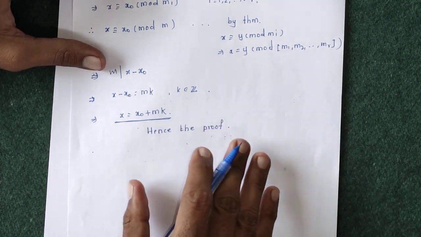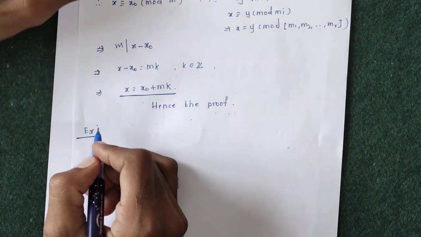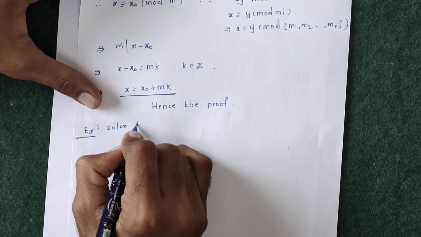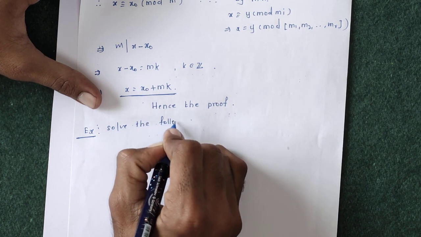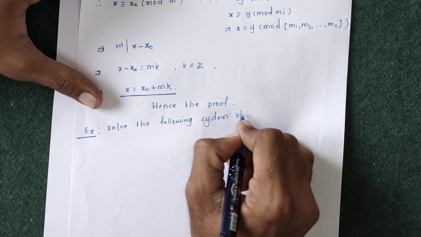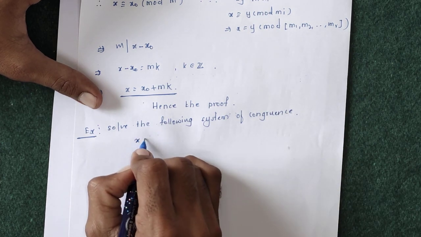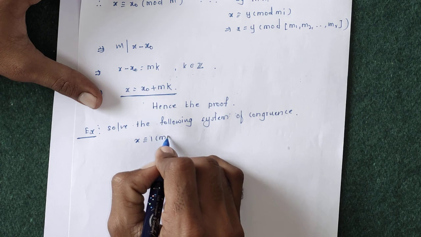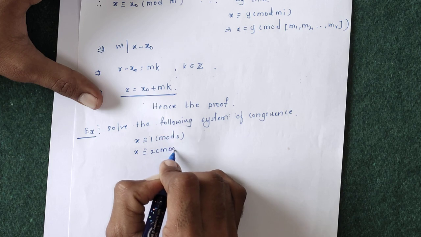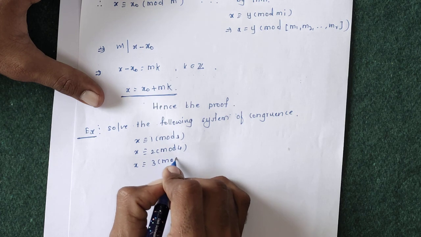Now we are going to take one example, and our second chapter ends after this example. The example is: solve the following system of congruences. x is congruent to 1 modulo 3, x is congruent to 2 modulo 4, and x is congruent to 3 modulo 5.